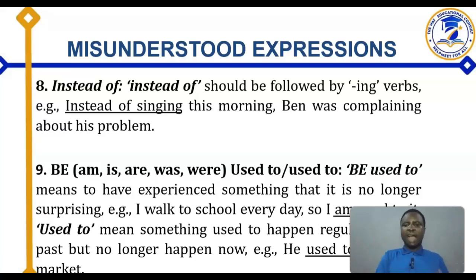Take note of that. However, the use of used to that is not preceded by these be verbs means something that happened regularly in the past but no longer happens at present. So the emphasis is not on the regularity and the surprising state, just like you have in be verb plus used to. But used to alone means the thing was regular in the past, but no longer happens now. So you used to go to the market. Maybe now you have someone who helps out to go to the market.